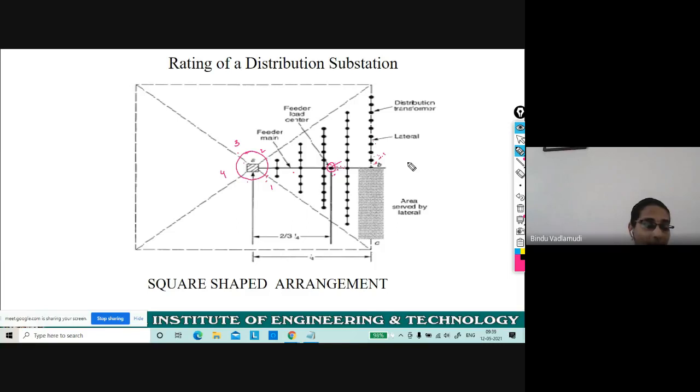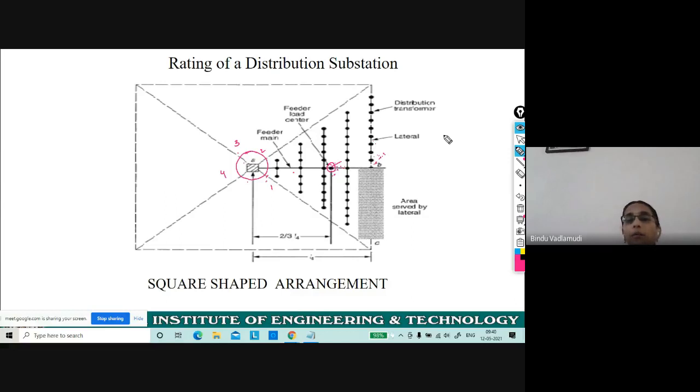Capital S is the rating of the feeder. S to the suffix 4 is the rating of the feeder.